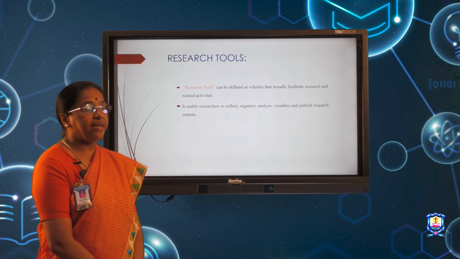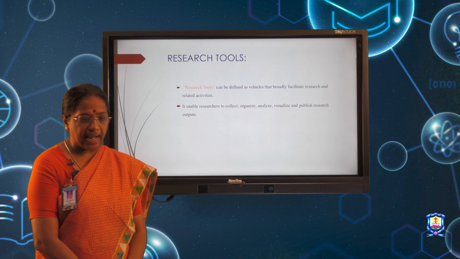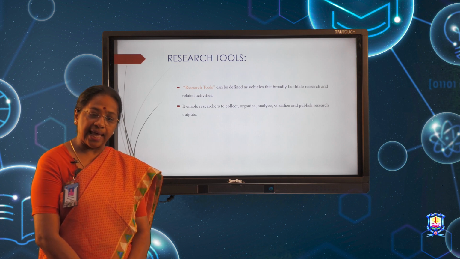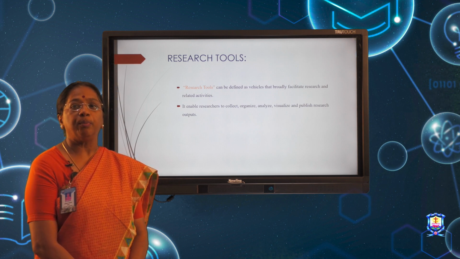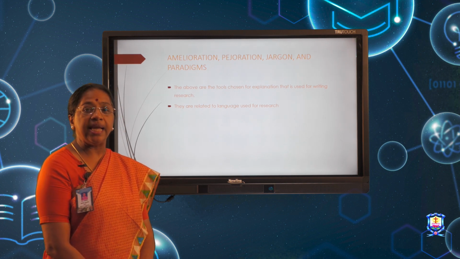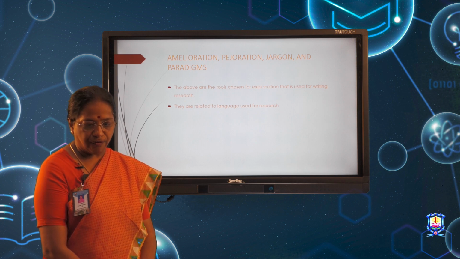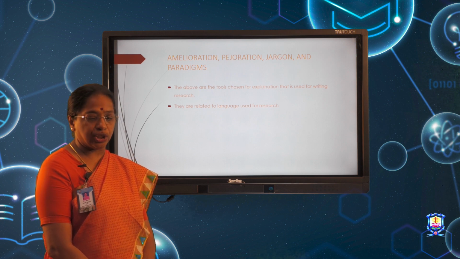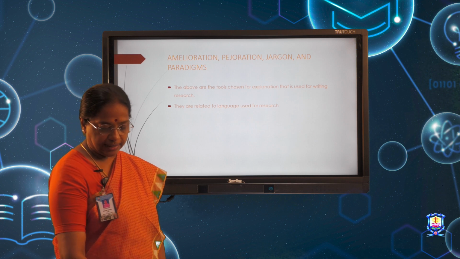Research tools can be defined as vehicles that broadly facilitate research and related activities. They enable researchers to collect, organize, analyze, visualize and publish research outputs in a professional way. Amelioration, pejoration, jargon and paradigms deal with research language. These are the tools chosen for explanation, used for writing research papers or research documentation. They are related to language used for research.